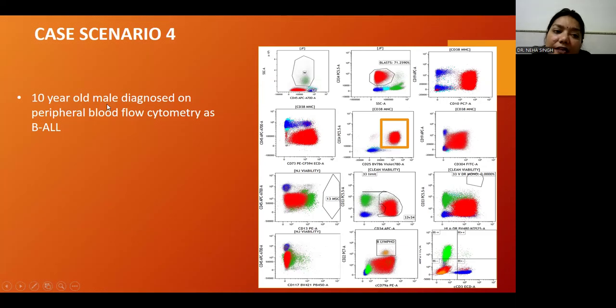You are seeing a 10-year-old male who is diagnosed on peripheral blood flow cytometry as B-ALL. You can see you have CD45 dim, CD34 positive blasts, which are showing CD19 and CD10 dual positivity. And the interesting point is it is showing CD33 also. It is MPO negative and it is CD25 very nicely positive. So when you get a B-ALL with CD33 expression and CD25 good expression, you should think of entities like Ph positive B-ALL or Ph-like B-ALL.